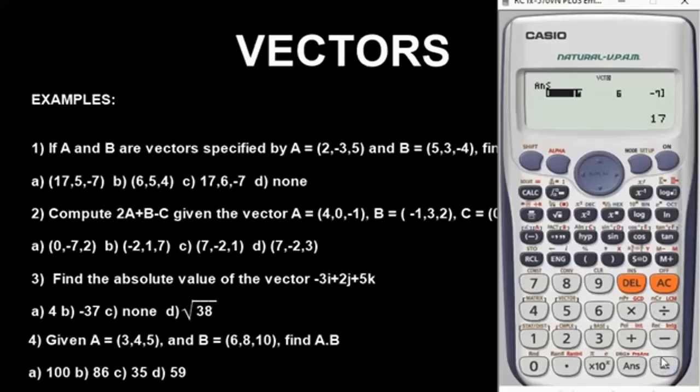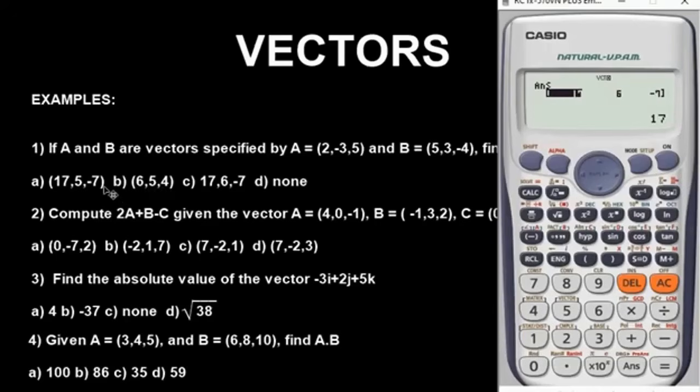So this is our answer, 17, 6 and -7. So the answer to this question is option A. Very, very simple. So that's how you can solve vectors basically with the Casio calculator, particularly for addition, subtraction, and the rest of them.